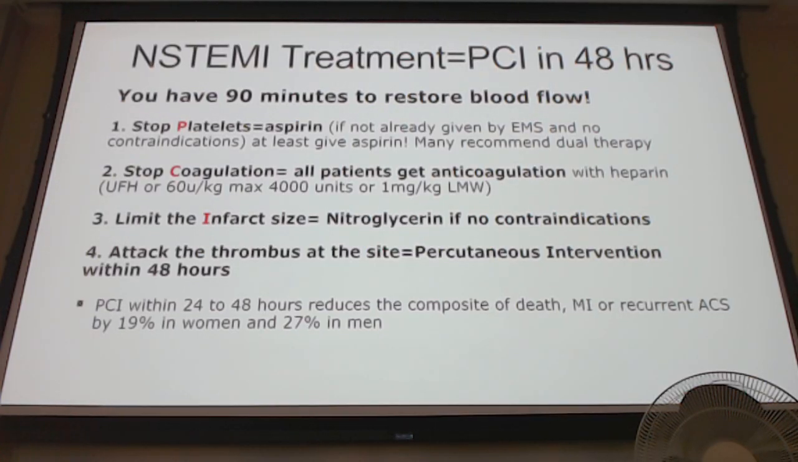We want to stop that coagulation, so we use an anticoagulant like heparin, or we can use Lovenox. For heparin we give 60 units per kilogram, max of 4,000 units. I won't get technical, sometimes we do 5,000, depending on whether it's NSTEMI versus STEMI. I haven't had anybody tell me to use low molecular weight heparin, but it certainly is more effective and has a better profile. It's not something we can turn on or off if we have complications, so we don't use it as often for ACS. Then we want to limit the infarct size with nitroglycerin if there are no contraindications.